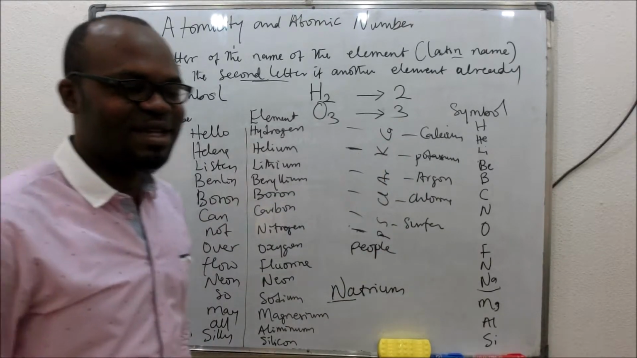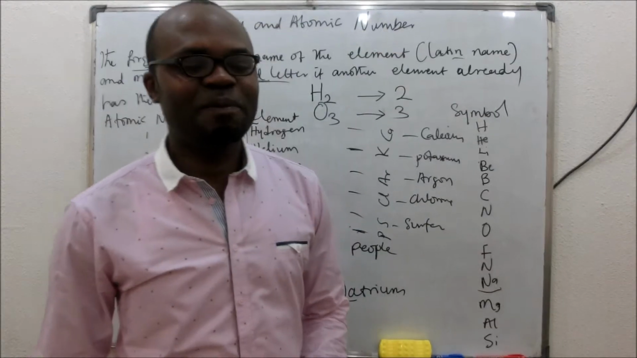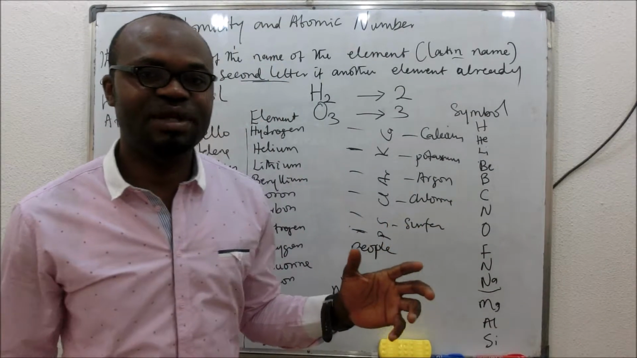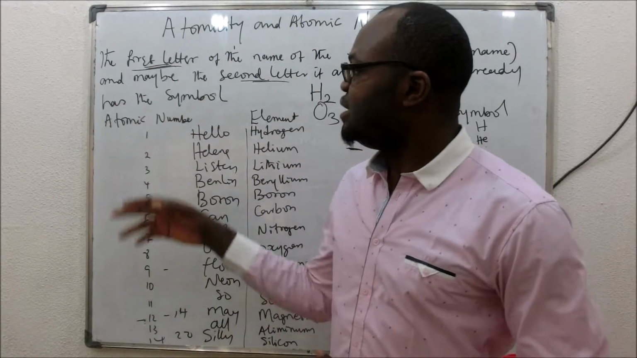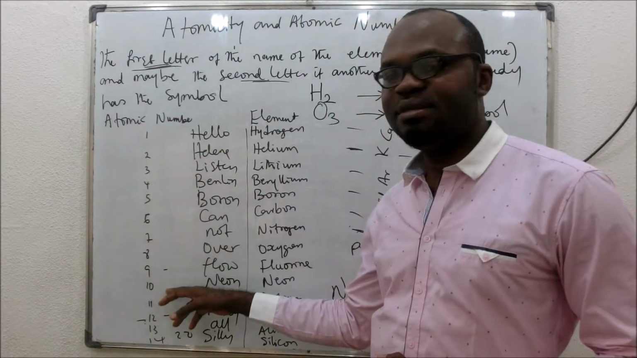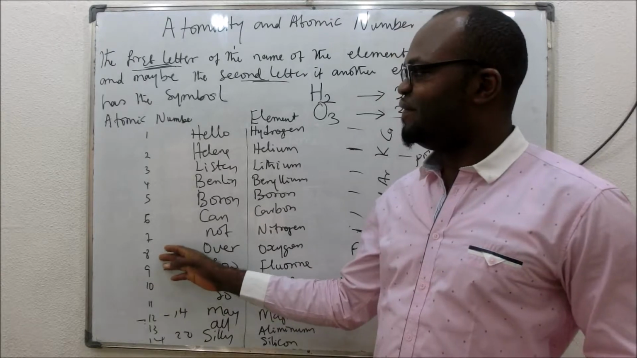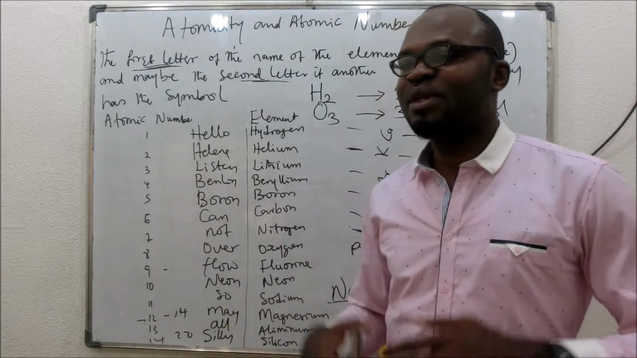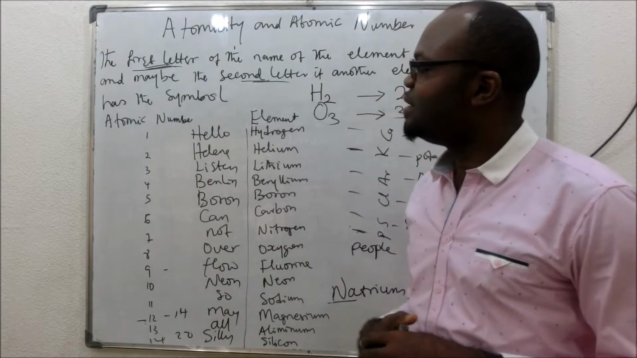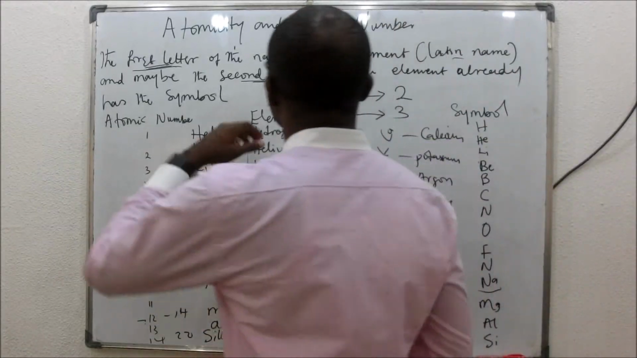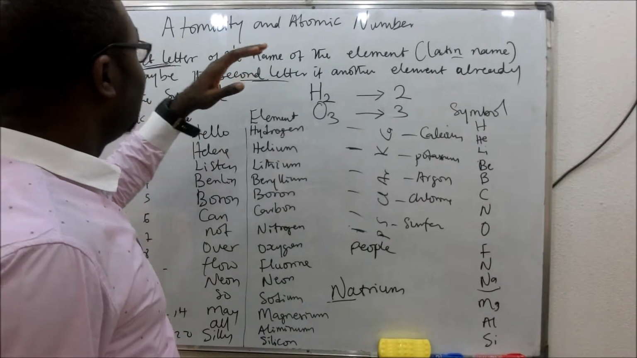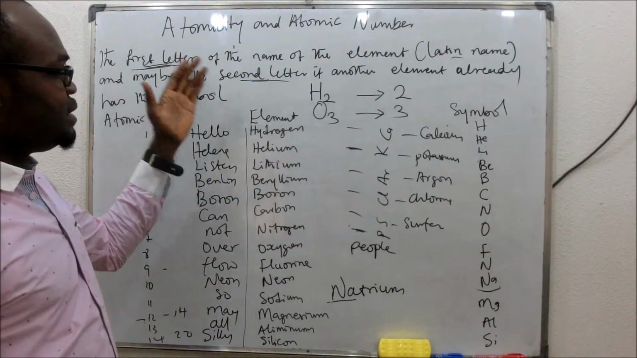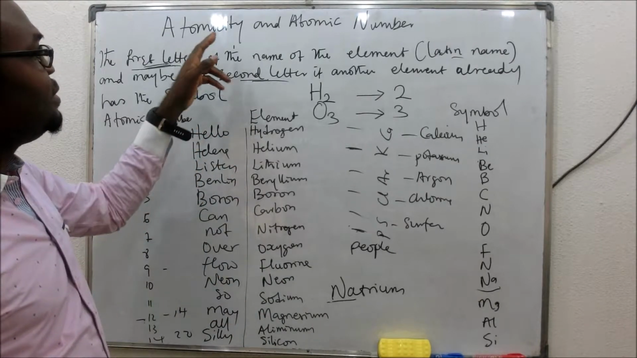So this was what I was taught when I was much younger, and it really helped me a lot in trying to memorize the first 20 elements so that I can easily deduce their atomic numbers and also infer their mass numbers and use those in calculations. So I would like you to look at this very critically. Now we also looked at the symbols of elements and also atomicity.